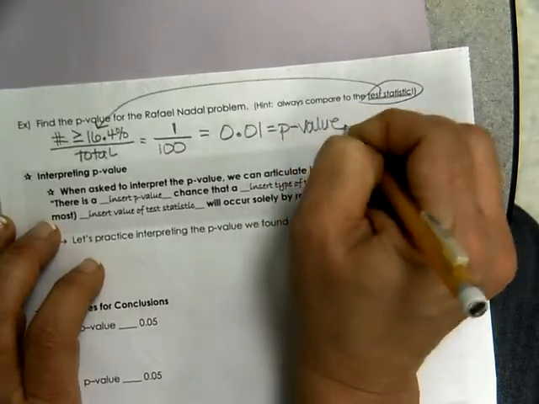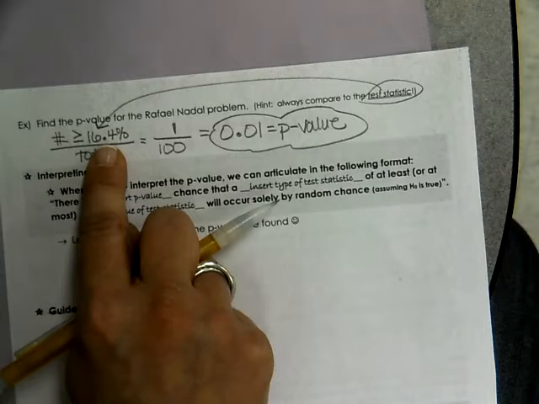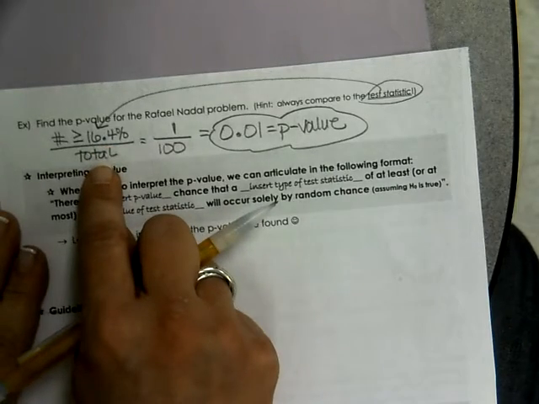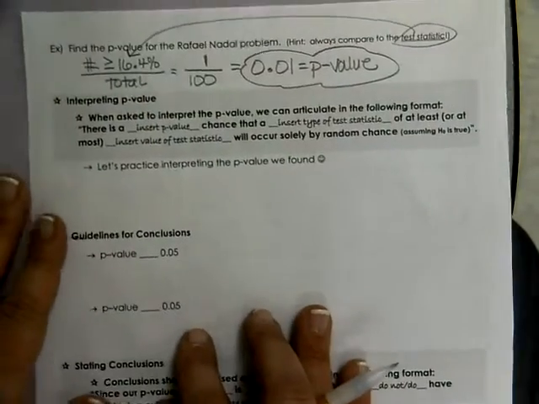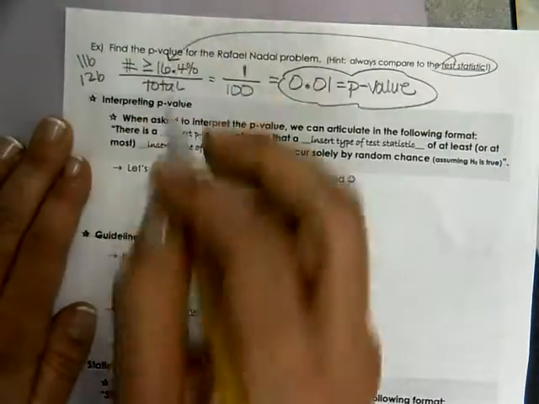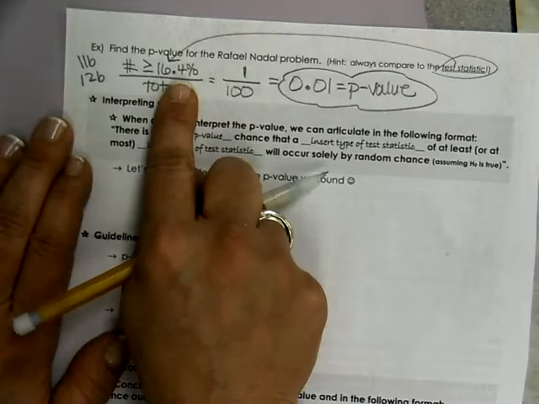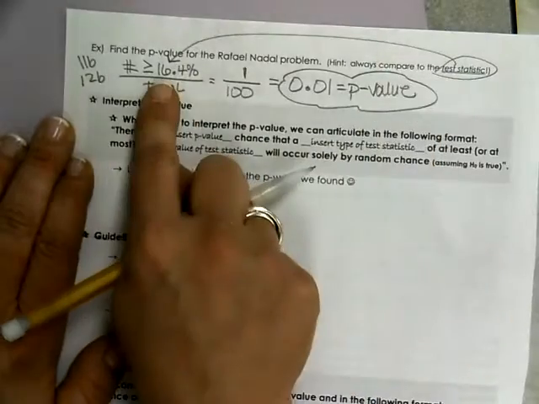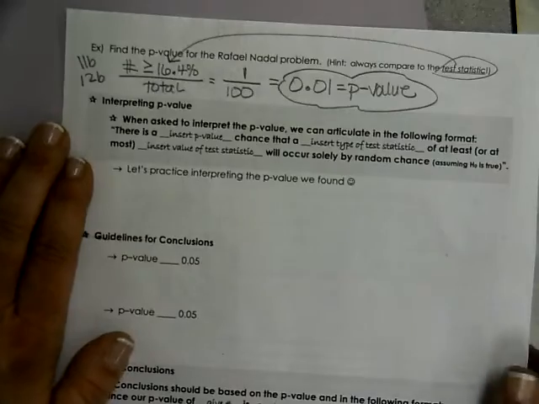So again, to find the p-value, we always take the percentage of times that we see the special test statistic divided by our total. So, this is like 11B and 12B in your homework, but you won't be using 16.4%. You'll be using whatever test statistic they give you, okay?